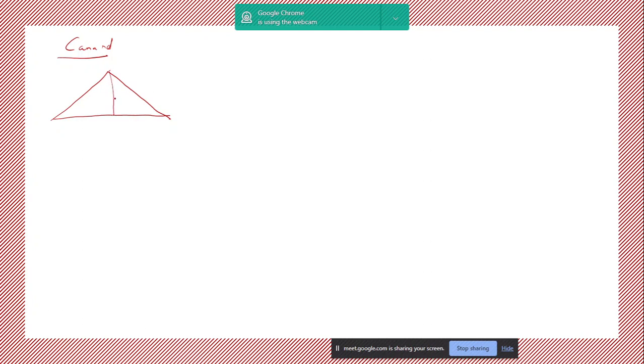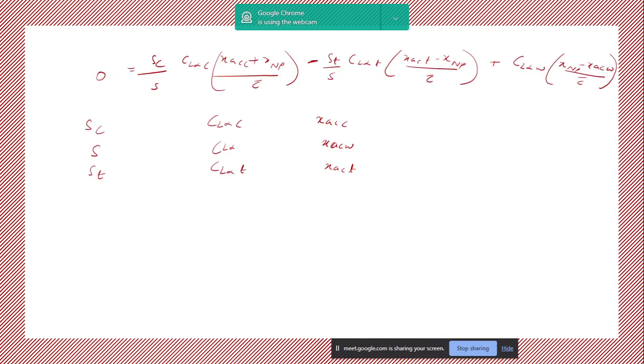Root chord is given to you. You need to find out SC, we need the aspect ratio, and we need XAC. Can you calculate this? I'll do it for one, and you guys should do it for the other two cases and give me the value for XNP in the next class. Okay? Will you be able to do that?